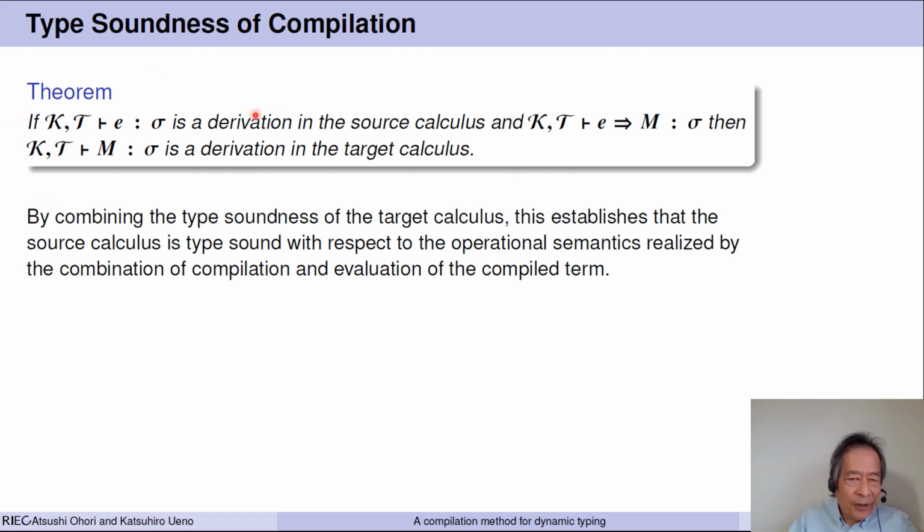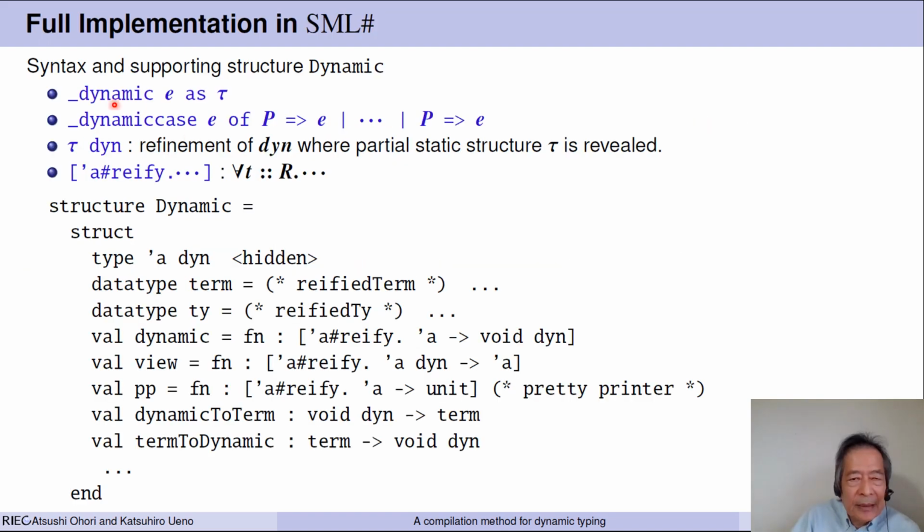Combining this theorem with the previous theorem of type soundness of the target calculus, we obtain that the typing rule of the source calculus is sound with respect to the operational semantics realized by compilation, followed by the execution of the compiled code. The development is fully implemented in SML#.